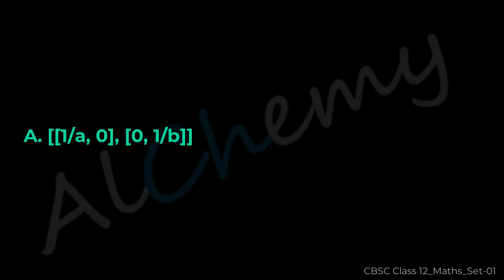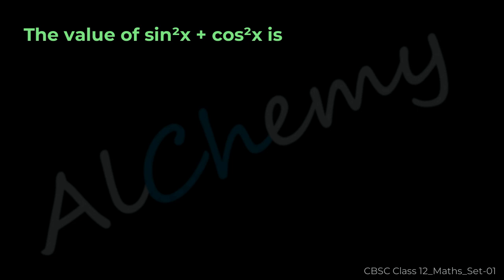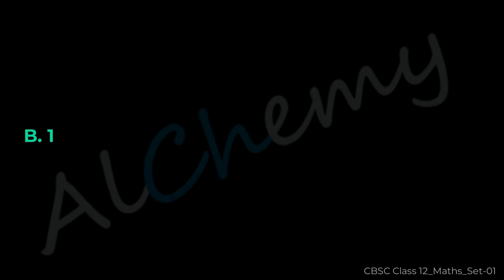Question 10. The value of sin squared x plus cos squared x is: A: 0, B: 1, C: 2, D: depends on x. The correct answer is B, 1.